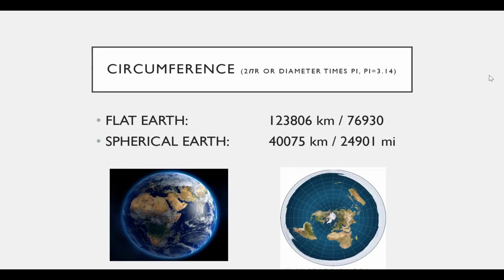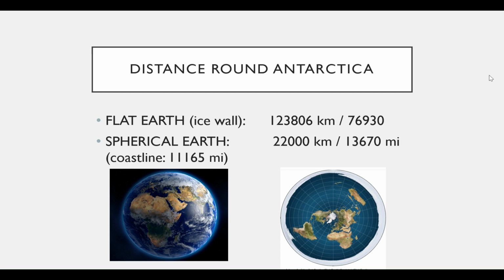So then circumference of the Earth, that would be calculated as 2 pi r, or diameter times pi, pi being 3.14 approximately. On the flat Earth, the circumference is 123,806 kilometers, or 76,930 miles. Have I got this right? I'm basing this on the radius of 12,250 times 2 times pi. On the spherical Earth, the circumference is 40,075 kilometers, or 24,901 miles.